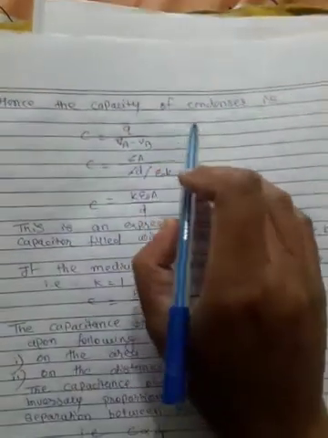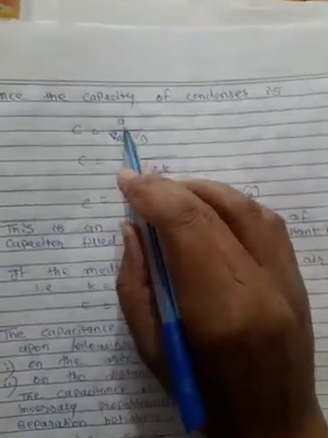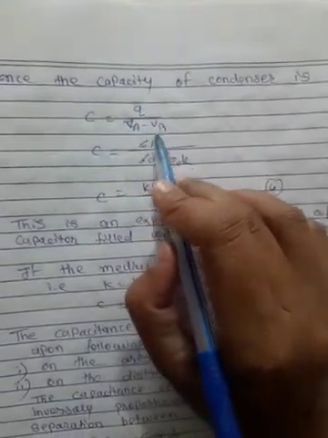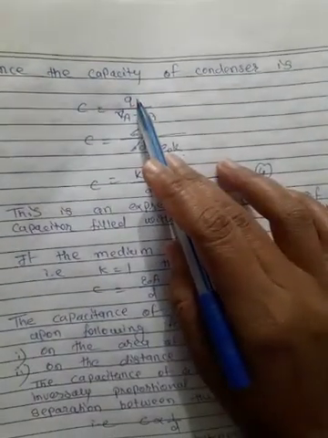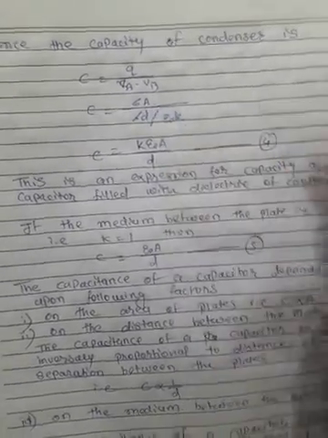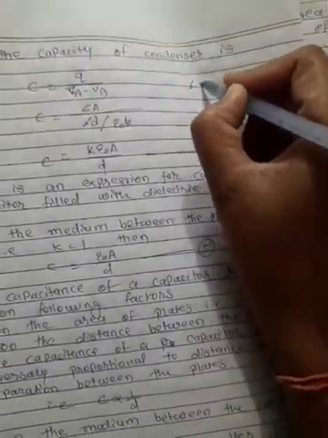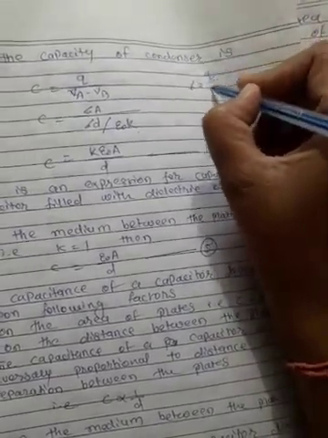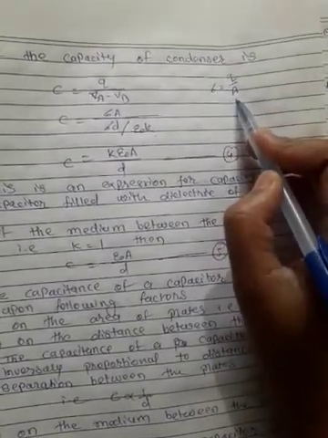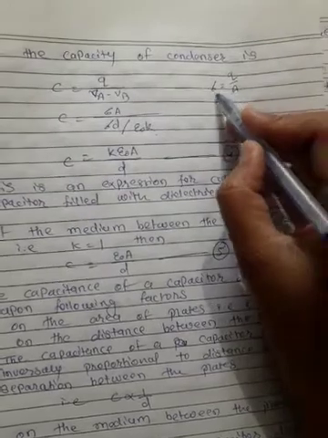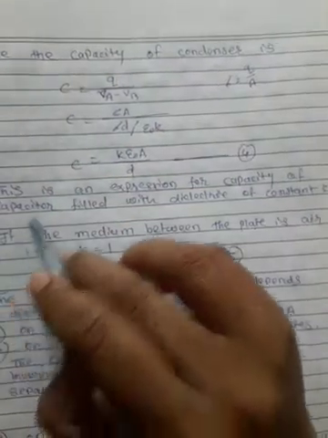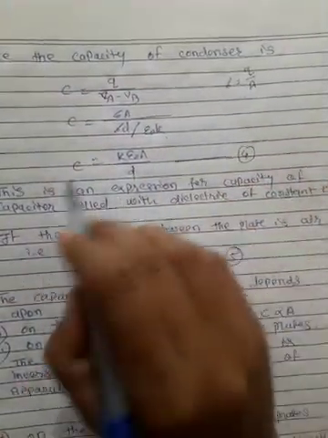Now, the capacity of the condenser is defined by the charge upon potential difference. Therefore, we write C equal to Q upon VA minus VB. Now, what is Q? Q is the charge on the plate, defined by sigma. Sigma is the charge upon area, the surface charge density. Therefore, the charge is sigma into A. We substitute sigma A in place of the charge.